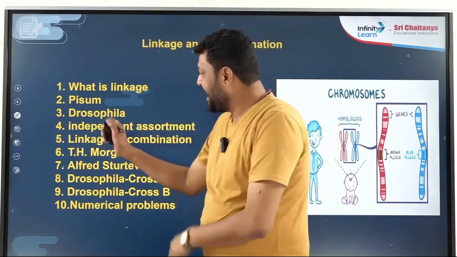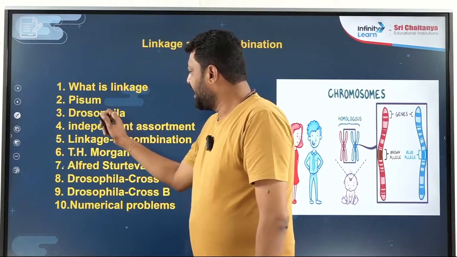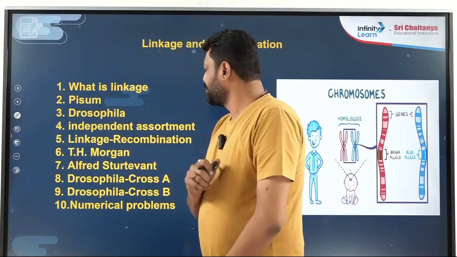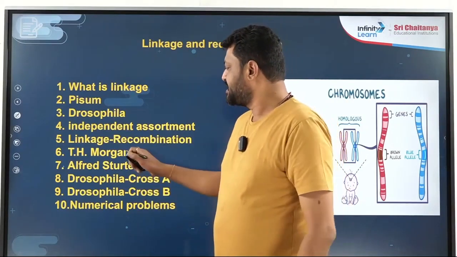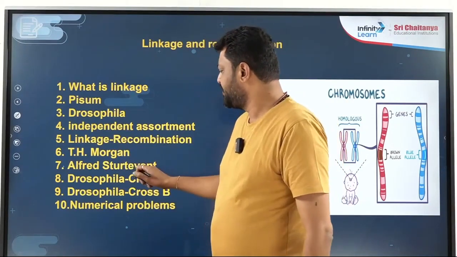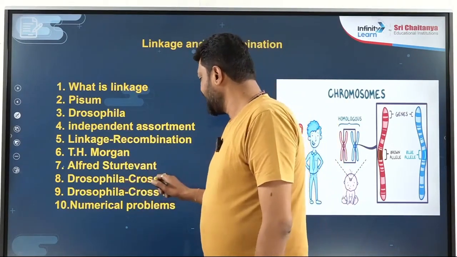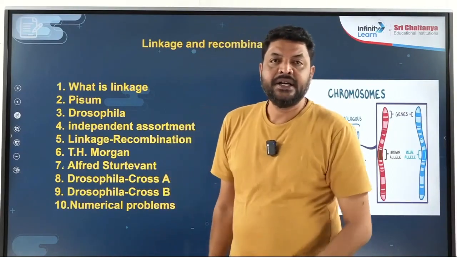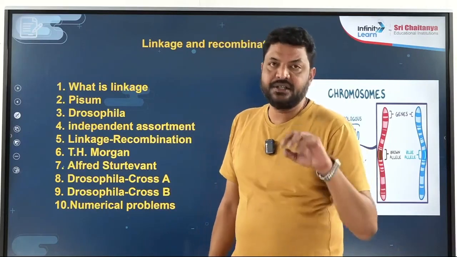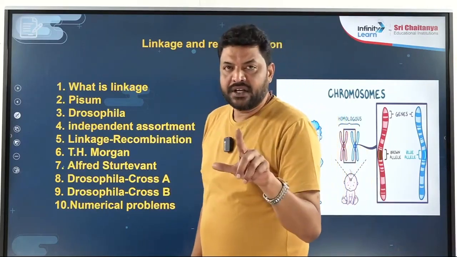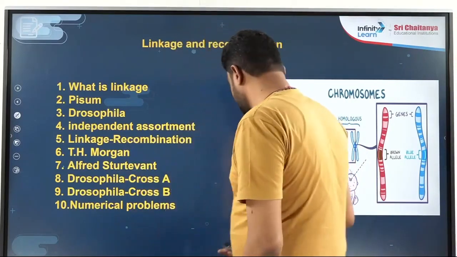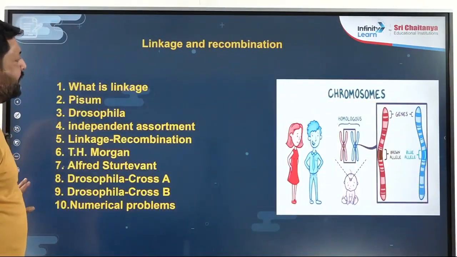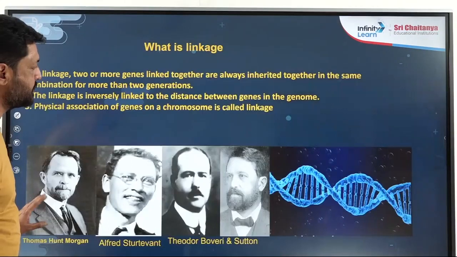So that is why I have taken Pisum and Drosophila, independent assortment. Then I came to linkage and recombination and something about T.H. Morgan, Alfred Sturtevant, and Drosophila, cross A, cross B, and certain numericals. This is our topic for discussion today. Clear? Are you getting me? Then let us start with the first. These are the side headings that we are going to discuss in today's class.